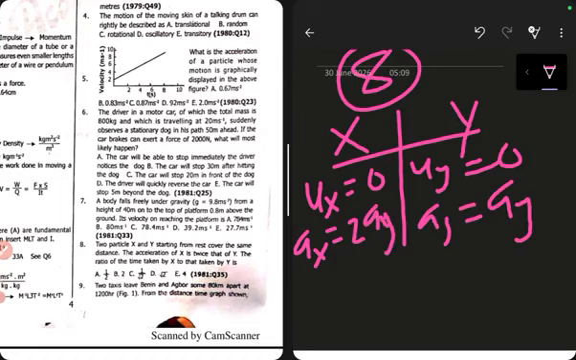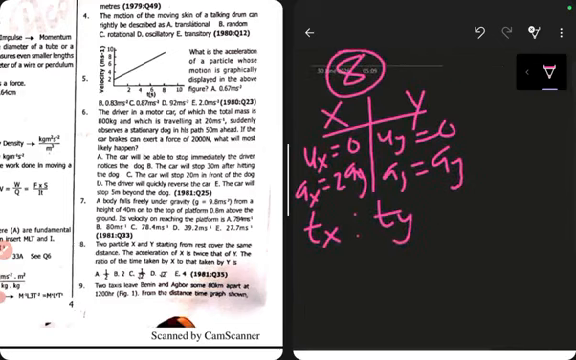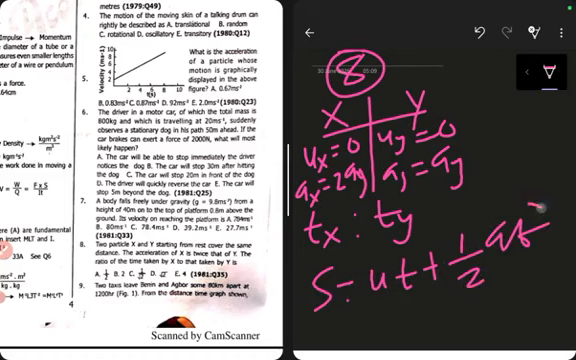Now, they told us to find the ratio of the time taken by X to that taken by Y. Looking at this, is there an equation coming to mind? Yes, I can think of one: S is equal to ut plus half at squared. Because they told us that they cover the same distance, that means distance for X is equal to the distance for Y.